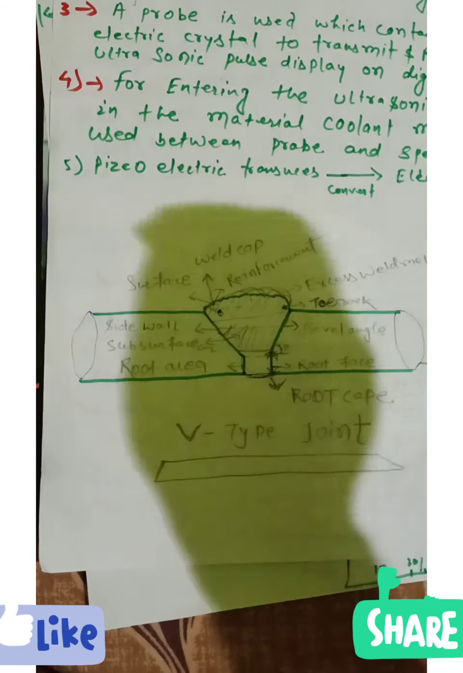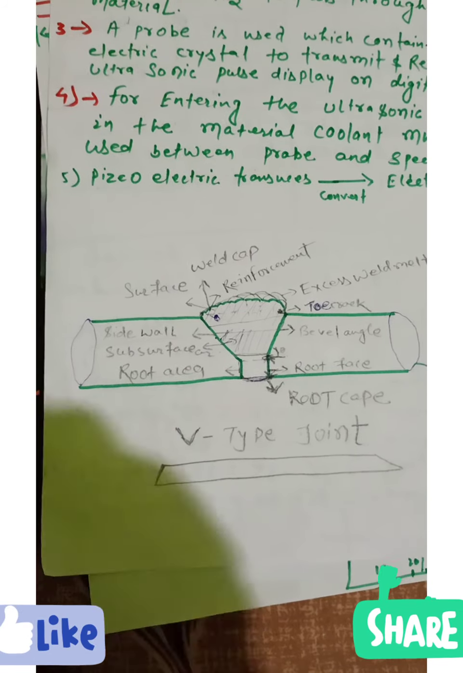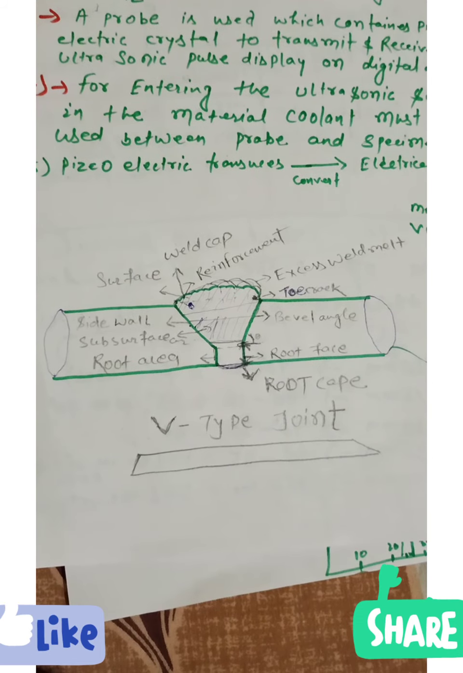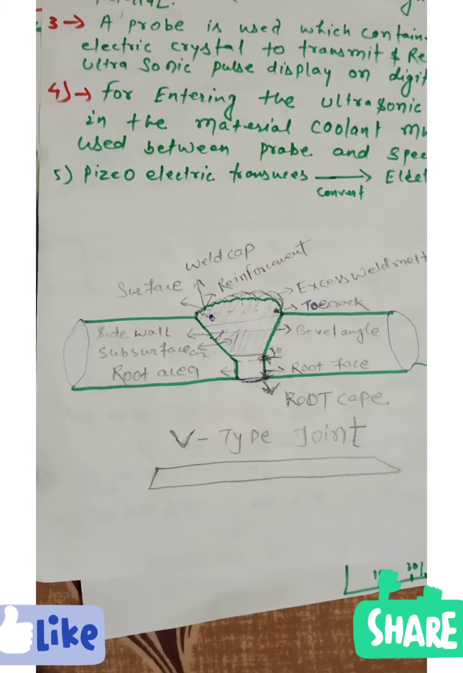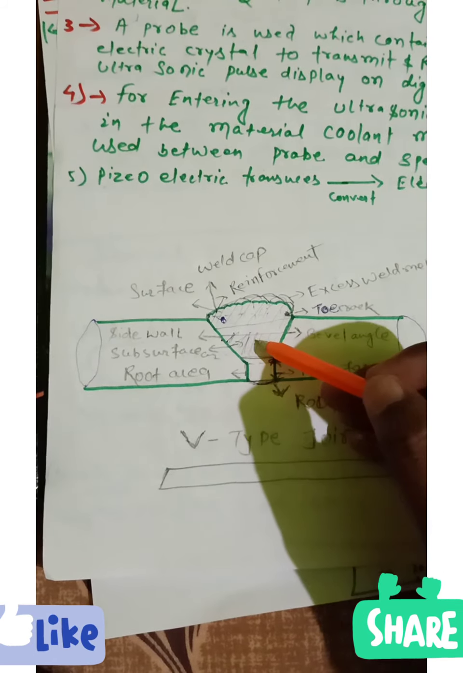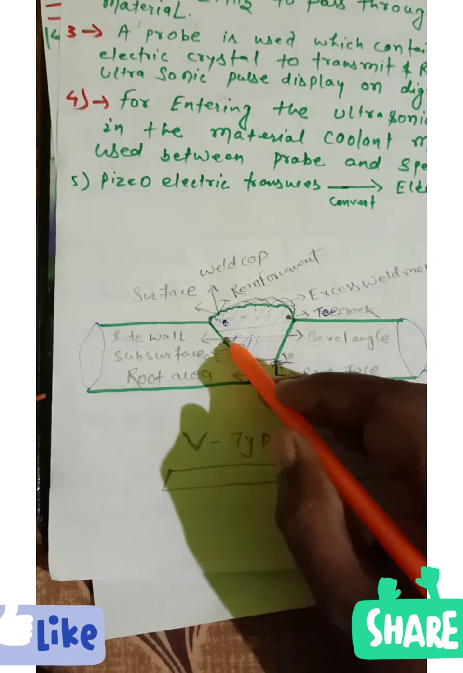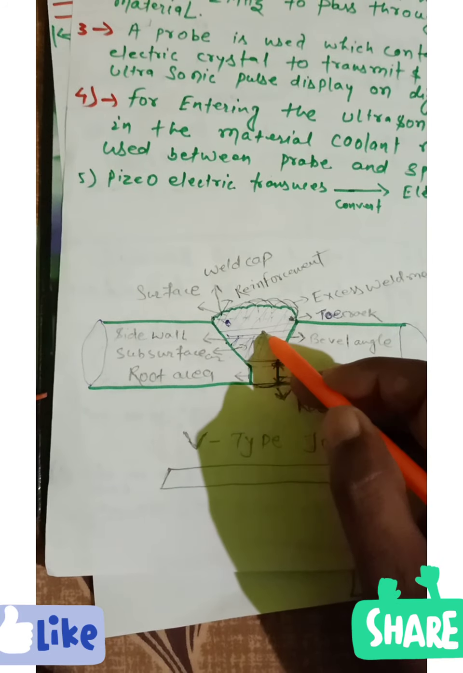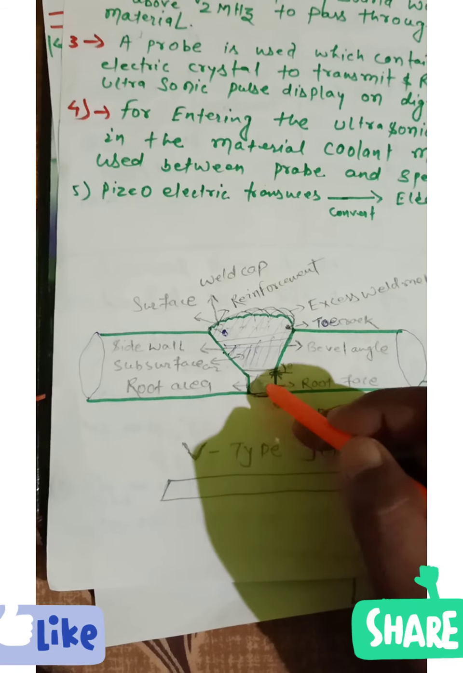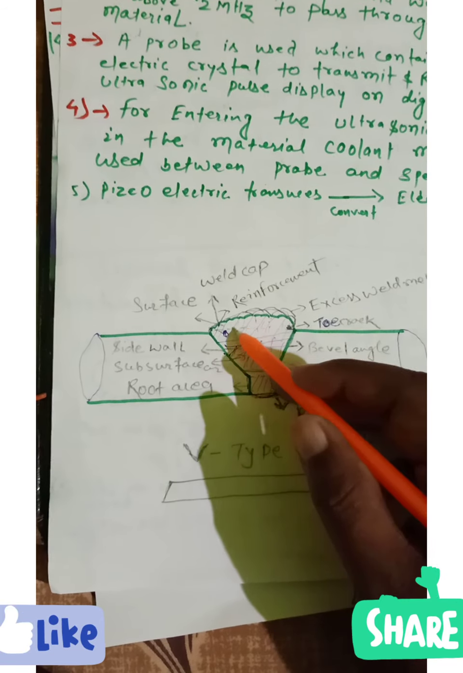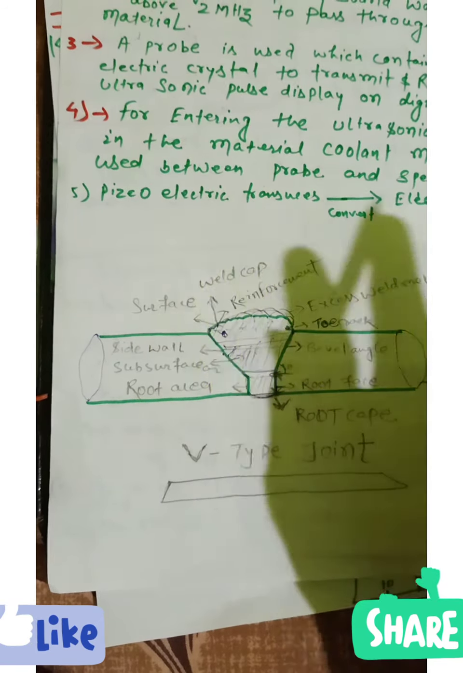In next class I will explain all things about the defects. Lots of defects are there, so no need to explain defects here. So this is the area. This area is known as subsurface area. This area is known as root area, and this area is known as surface area. Okay, simple things.